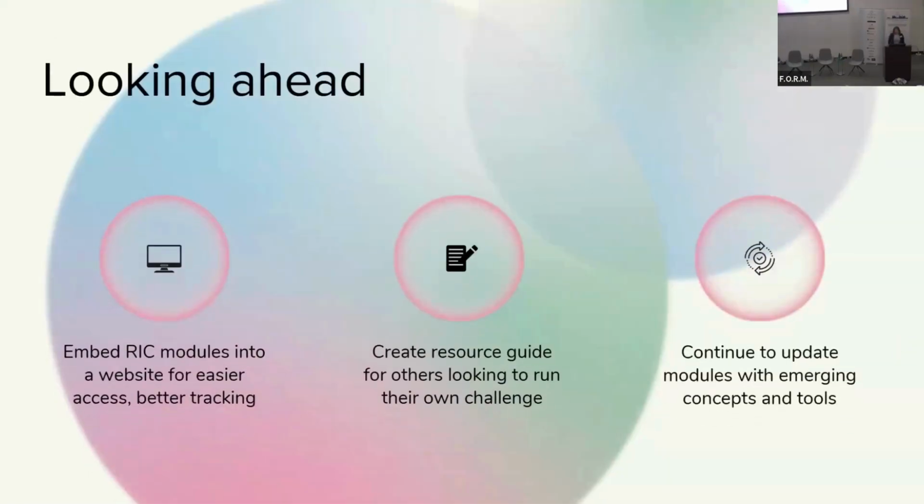So looking ahead, I think it could improve to have the research impact modules embedded into an actual website for better access and better tracking. Something like a WordPress or something, to make them a little bit more easy to find. Create a resource guide for others looking to run their own challenge, with some of the things that you might want to consider if you wanted to adapt something like this at your own institution. And of course, we'll continue to update our modules with any emerging concepts and tools.